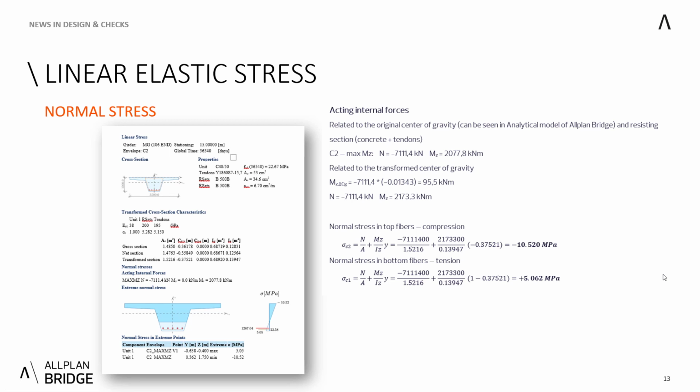Then we need to explain a little bit the difference. There is this part of acting internal forces that are coming from the Allplan Bridge that you can actually see. They are coming from the calculation on the gross section. So to calculate the normal stresses that we use, we have 2 options, either to recalculate everything to the gross section or to the transformed center of gravity. And I have selected for my hand calculation the approach recalculating the forces to the transformed section center of gravity.